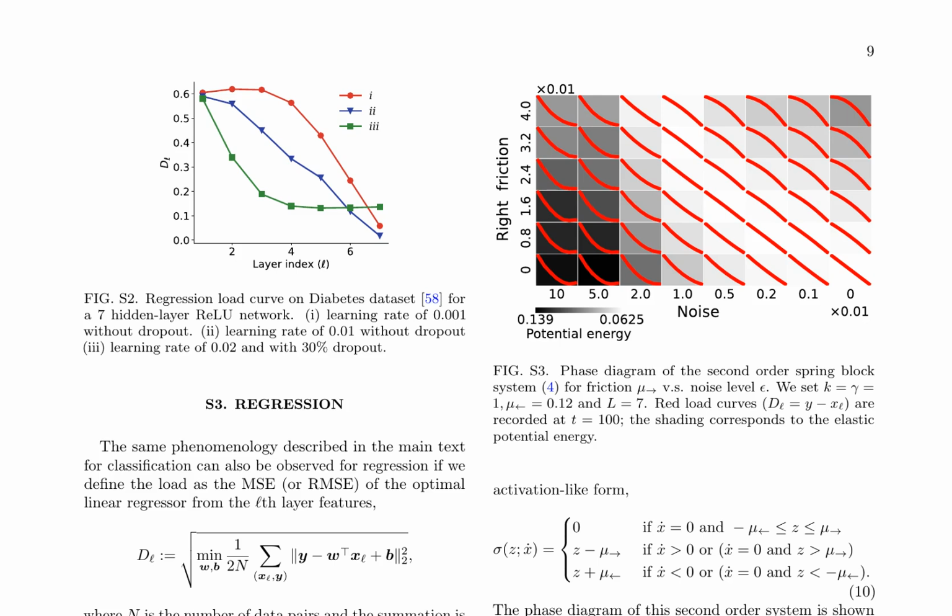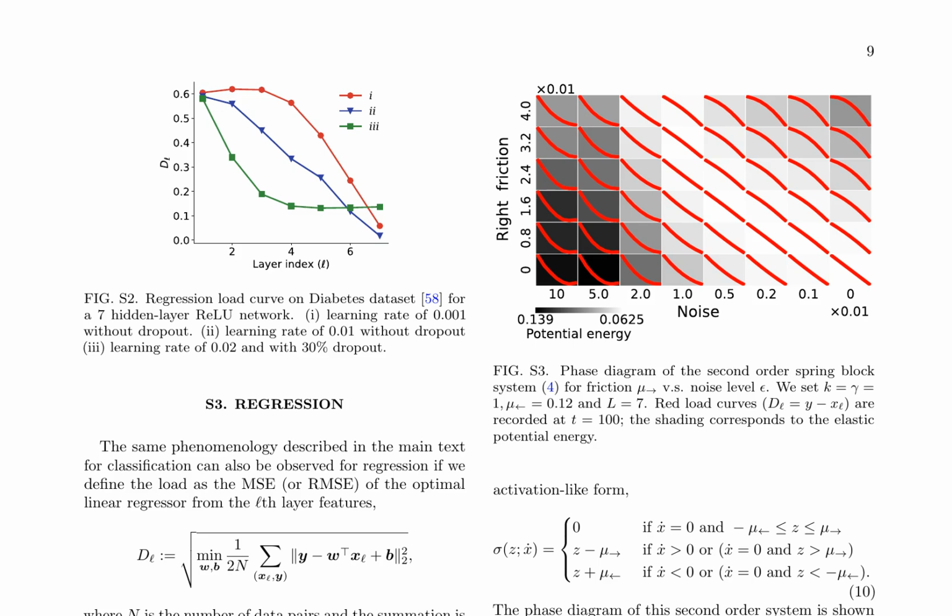The authors delve into the phenomenology of neural networks, examining it through the lens of regression and the spring block system. In regression, they define the load as the mean squared error of the optimal linear regressor from the Lth layer features, denoted as D_L. This load exhibits a convex curve under noisy training and a concave curve under lazy training, as depicted in Figure S2.